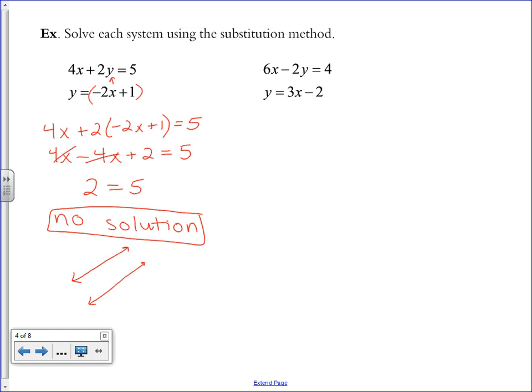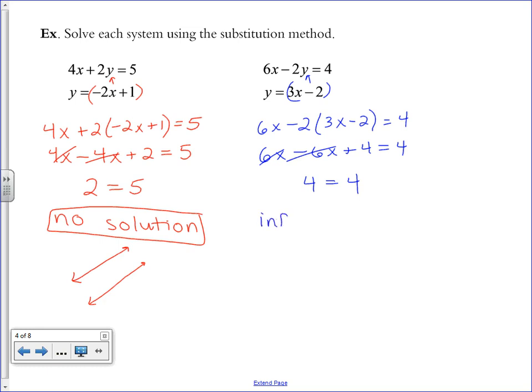The second equation over here, when I try to substitute this in for y, and then solve the equation, 6x minus 6x plus 4 equals 4. The 6x minus 6x cancels out. 4 equals 4, which we know to be a true statement. And this time, because 4 equals 4 is a true statement, we're going to write that there are infinitely many solutions.